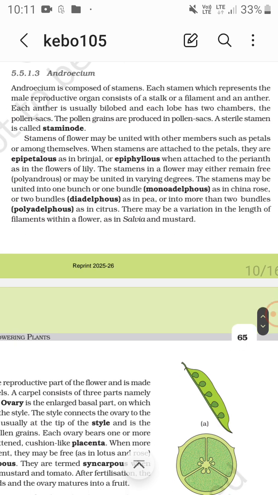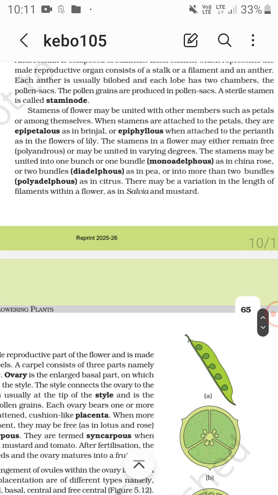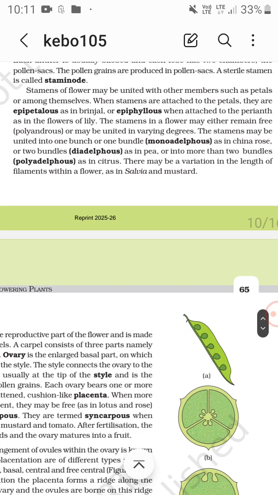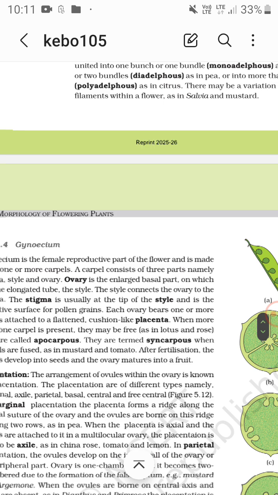Now monadelphous, diadelphous, polyadelphous. Polyadelphous in citrus, diadelphous in pea, and monadelphous in China rose. Now what are these? The stamens may be united into one bunch or one bundle, as seen in China rose, or 2 bundles, as seen in diadelphous pea, and more than 2 bundles is polyadelphous. Okay, Salvia and mustard, they have different lengths of filaments.